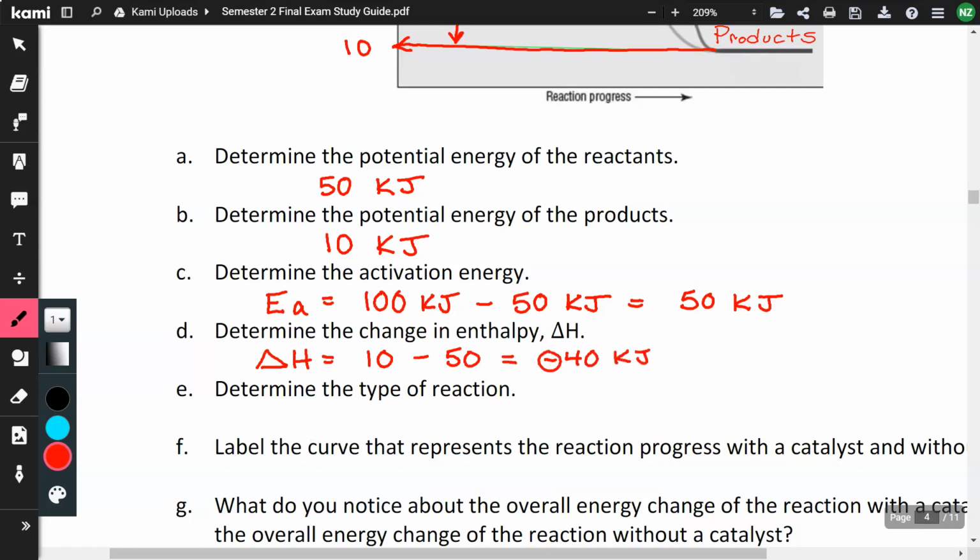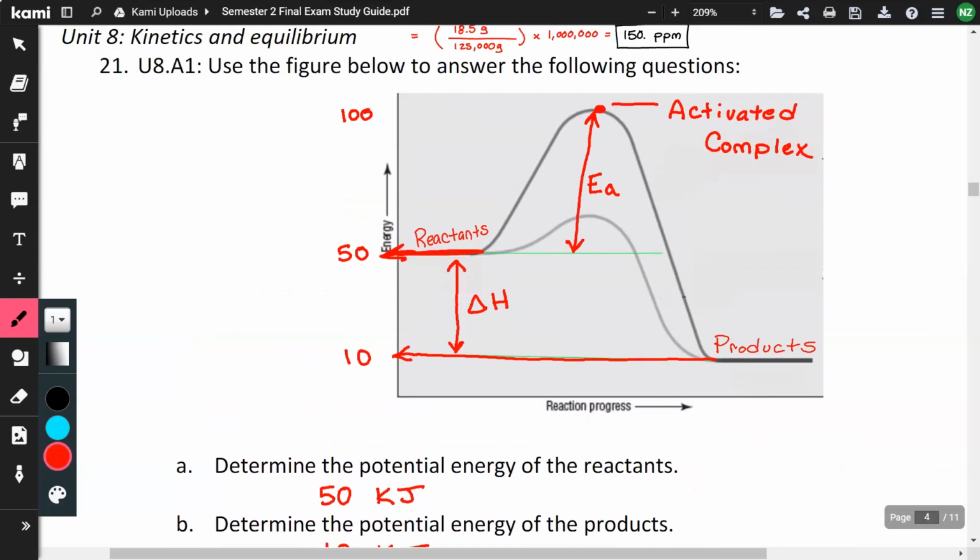Okay, the negative means that it's exothermic, which is our next question. If it's positive, it's endothermic. Exothermic means that it's losing energy. Endothermic means that it's absorbing energy. So if you look at the graph here, you're ending up with less energy than you started with. The products have less energy than you started with, so that energy was released. If our graph looked like this, it would be endothermic because I'm ending with more energy than I started with.